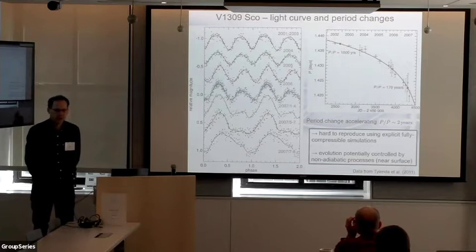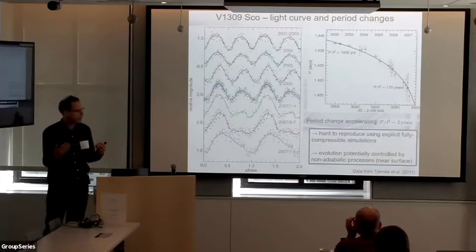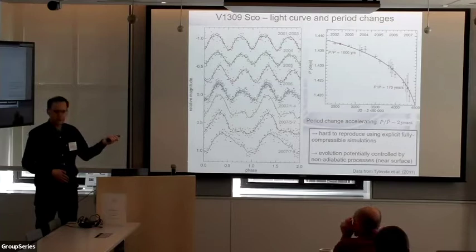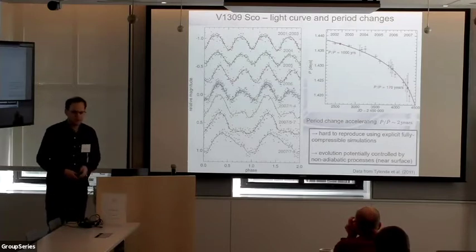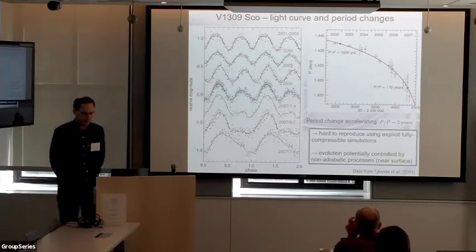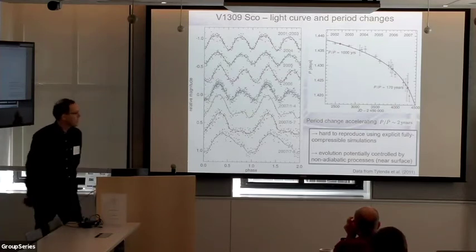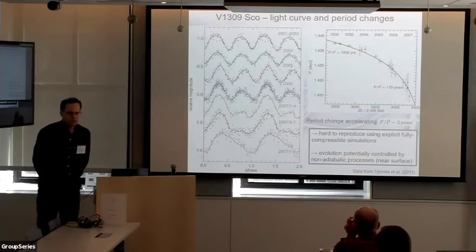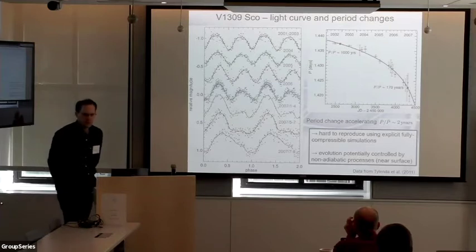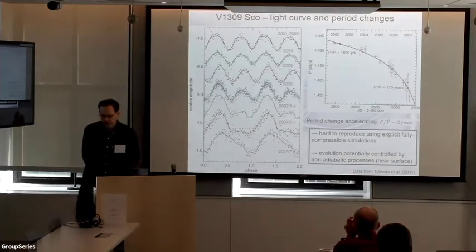It has two humps per orbital period because the binary has mirror symmetry with respect to the binary axis. But over the next few years, the light curve gradually transformed from a double hump to a single hump curve. This means that the object in the center somehow lost this mirror symmetry. While this was happening, the orbital period was also decreasing. The period change was accelerating on a time scale of a few years, and the total period change was about 2 or 3%.